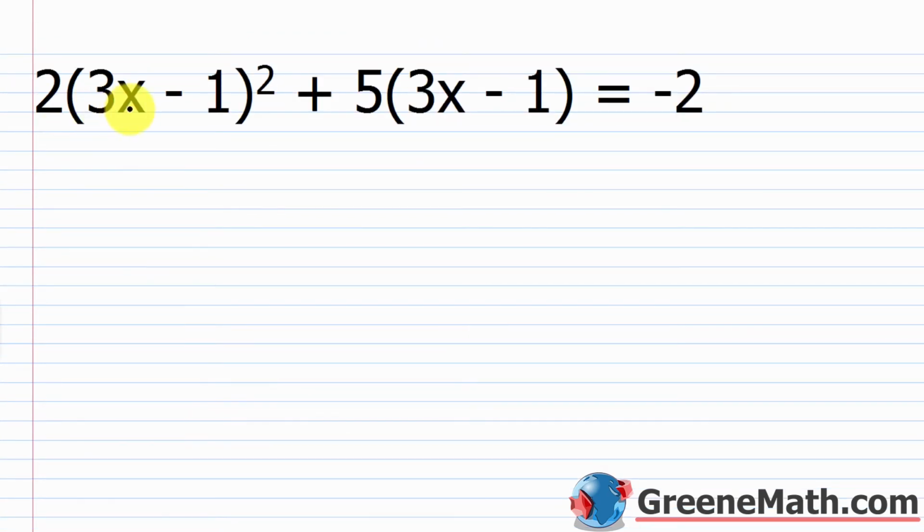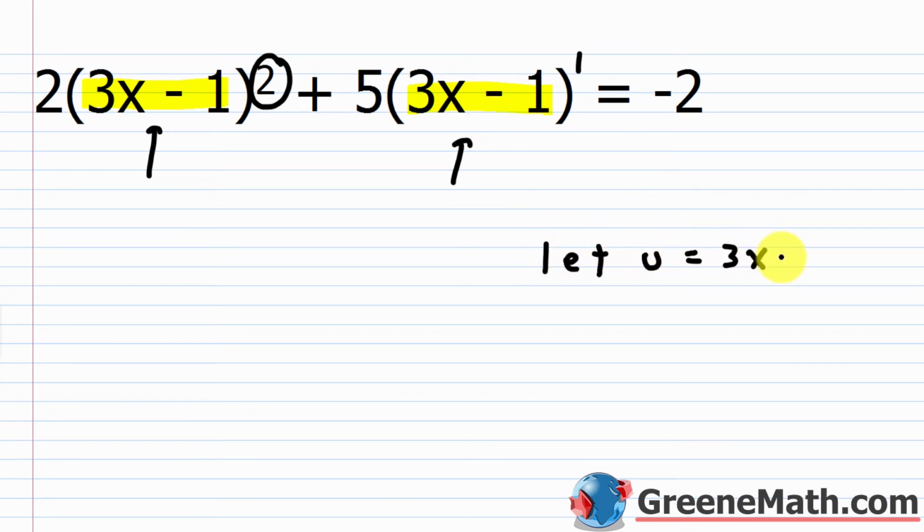So we have 2 times the quantity 3x minus 1 squared plus 5 times the quantity 3x minus 1, and this is equal to negative 2. So this one might not jump out at you as being quadratic in form, but realize that you have the same quantity here as you have here, okay? You've got that 3x minus 1, you've got that 3x minus 1. This is typical. See how this is squared and this is basically raised to the first power? If I substitute this quantity with a variable, like again, u, I can solve my equation using the quadratic form, okay? So let's let u be equal to this quantity 3x minus 1.